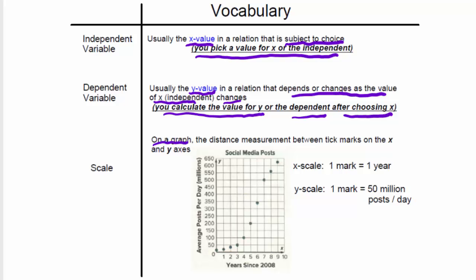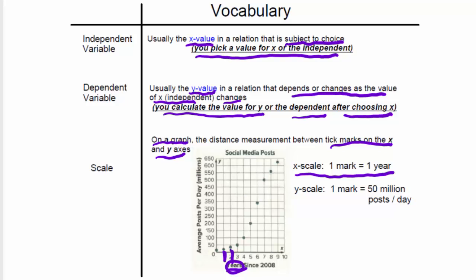So that's the distance measurement between tick marks on the x and y axes. So the tick marks for the x's would be these lines that go vertically like this, and the tick marks for the y-axis would be the lines that go like this. Okay, so on this particular graph, which shows years since 2008 and the average posts per day in millions of social media posts, the x scale is 1 mark is equal to 1 year. So from here to here is 1 mark, and that 1 mark is equal to, as you can see, 1 to 2 is 1 year each time.